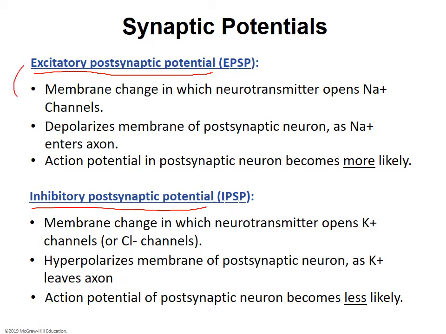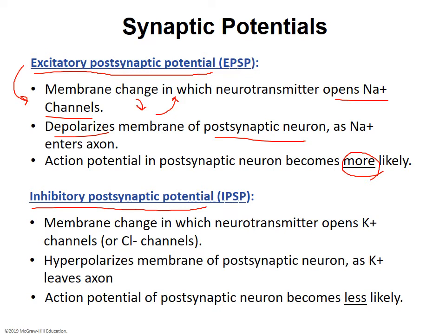The excitatory is going to make the membranes change in which the neurotransmitter opens sodium channels, which means that sodium comes in, causes depolarization, right? It depolarizes the membrane of the postsynaptic neuron and makes it more likely that I'll have an action potential.